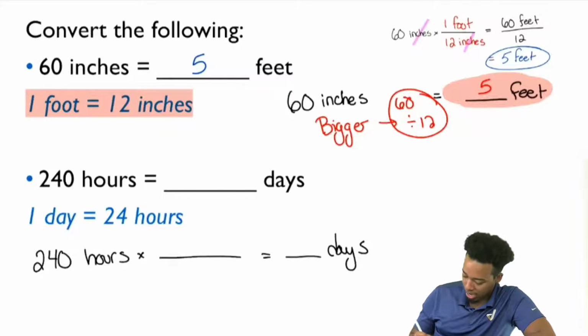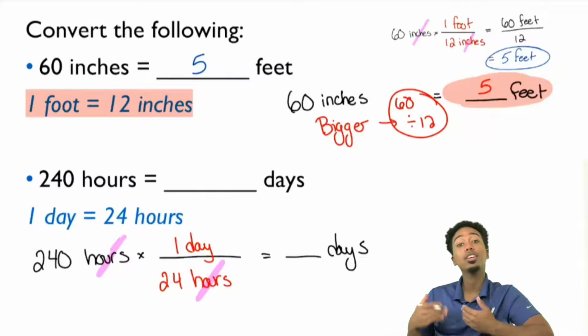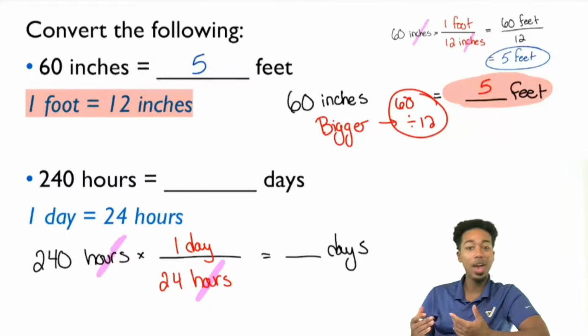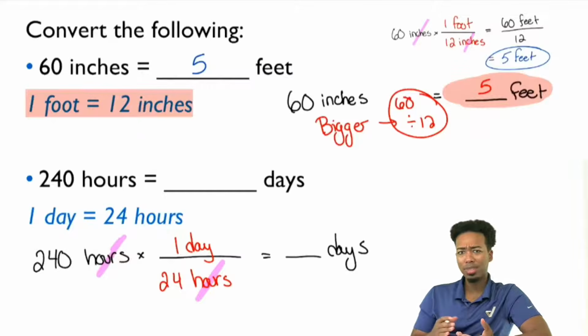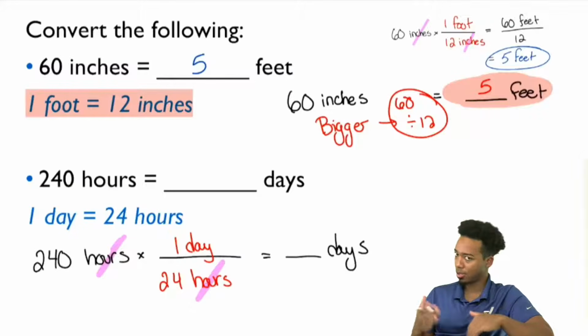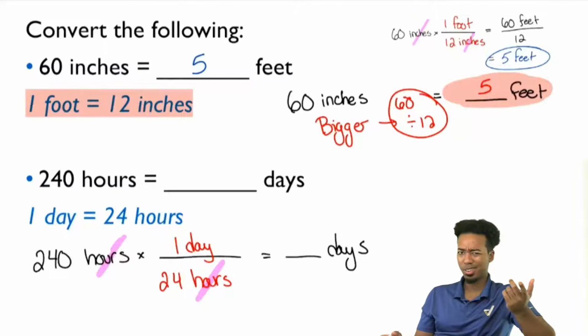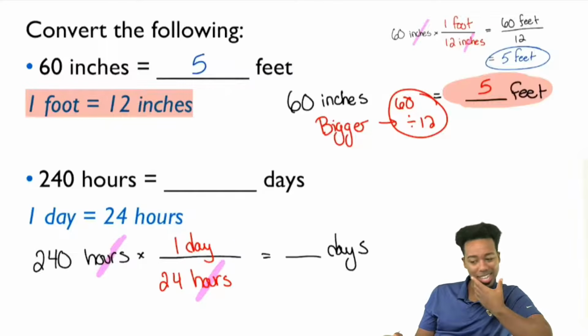The 1 day goes up top because of the 24 hours, you want it to cancel. Because it's up top here and bottom there, it will cancel. But if you had hours on top and then hours on top, that's hours times hours, hours squared. Hours divided by hours cancels out, but hours times hours is hours squared. That's not going away. That's not canceling out. You want to cancel it.